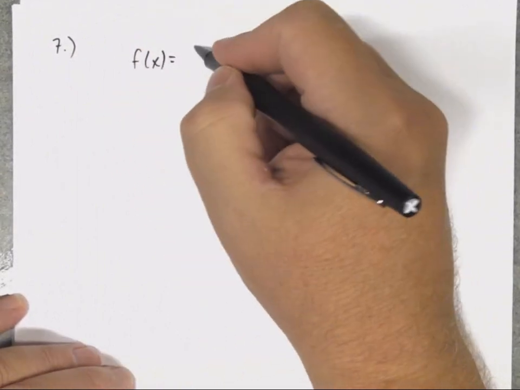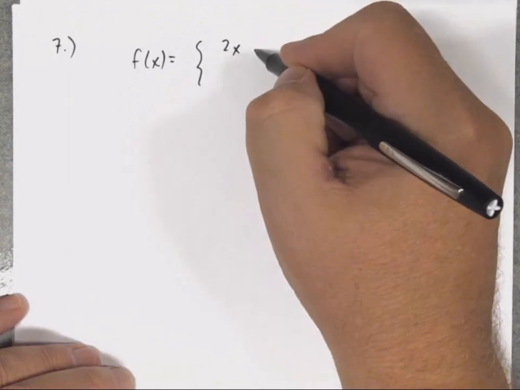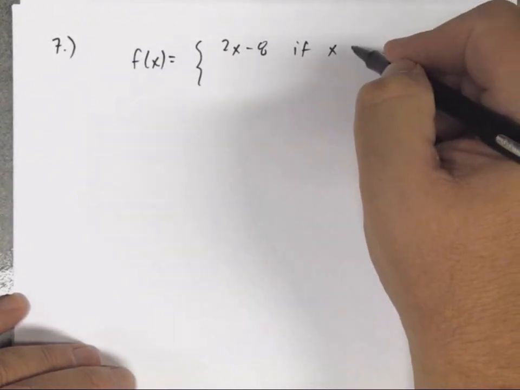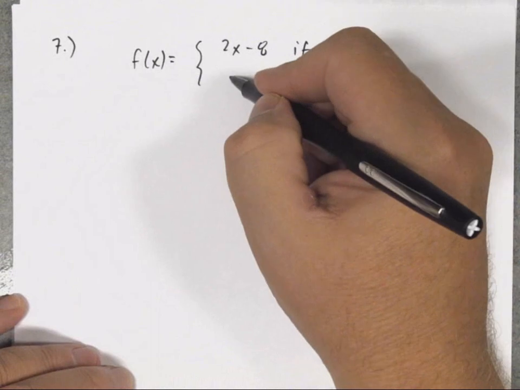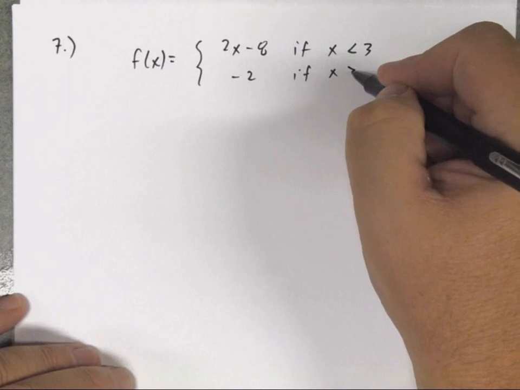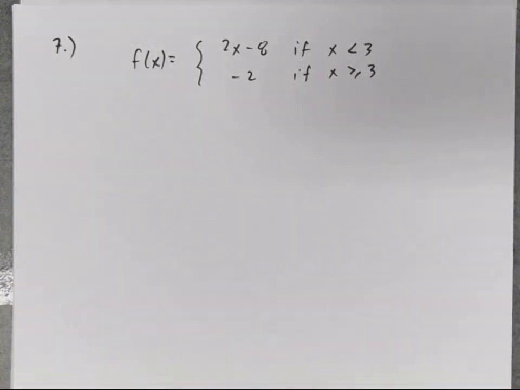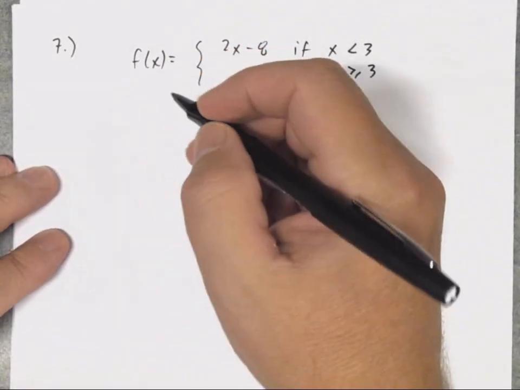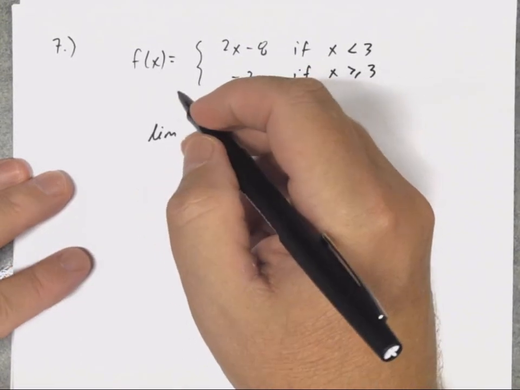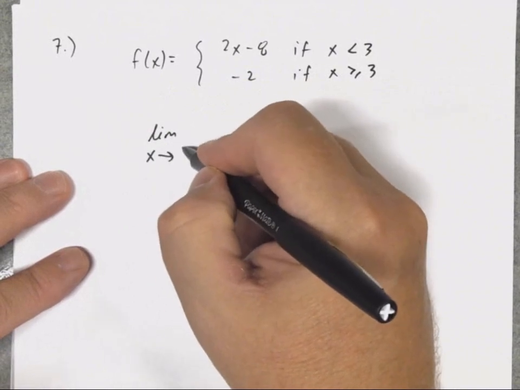So this is a piecewise function where f of x is 2x minus 8 if x is less than 3, and f of x equals negative 2 if x is greater than or equal to 3. So really what they're wanting us to do is find the limit as x approaches 3.